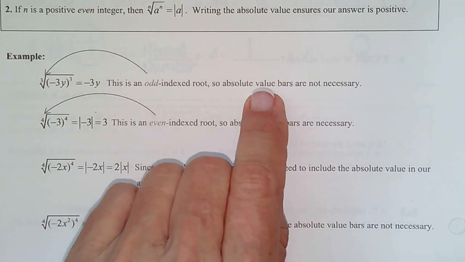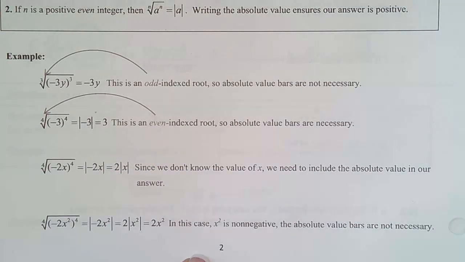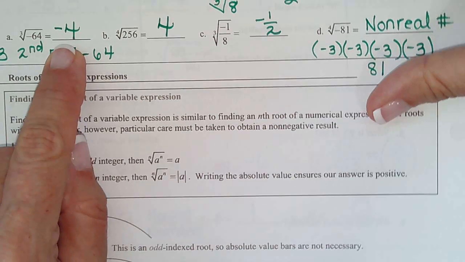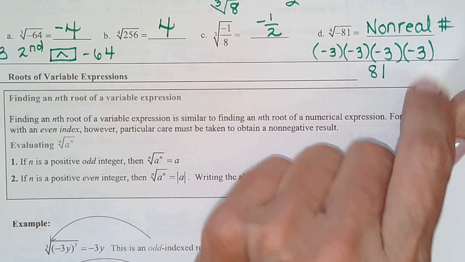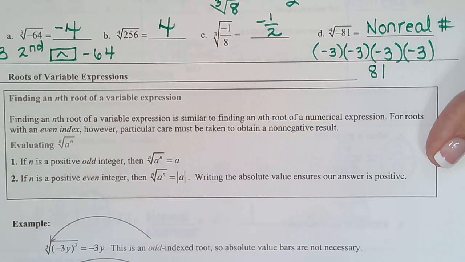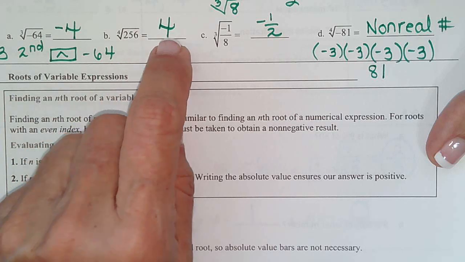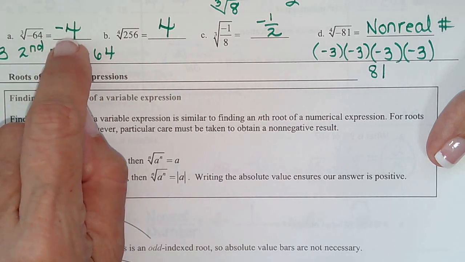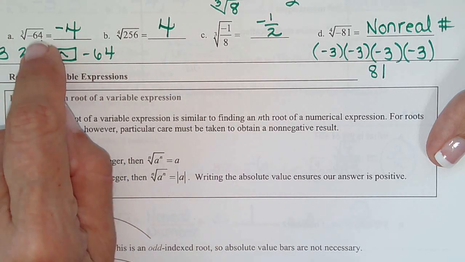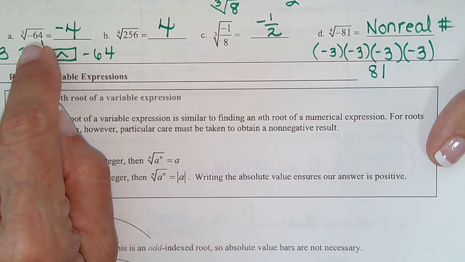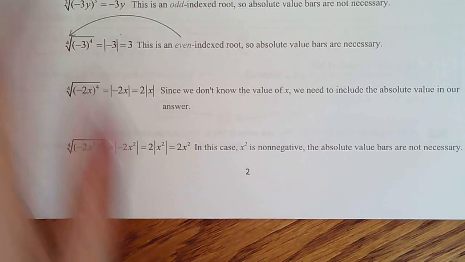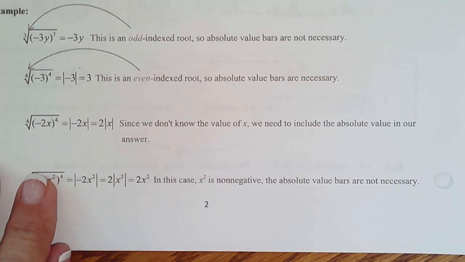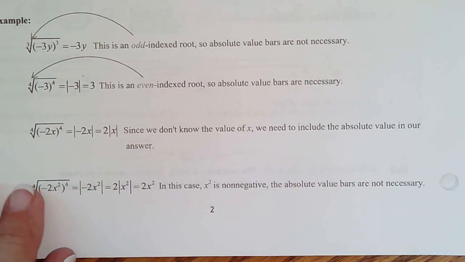So even indices have to have absolute value. Odd indices do not, because an odd index can get a negative answer, which we saw up here. But an even index, I can never get a negative answer. It will always be positive. Even index, always positive. Odd index, sometimes it's negative. If this is negative, if that had been positive 64, it would have been positive. So this is kind of confusing for students, so you're really going to have to look at these examples.